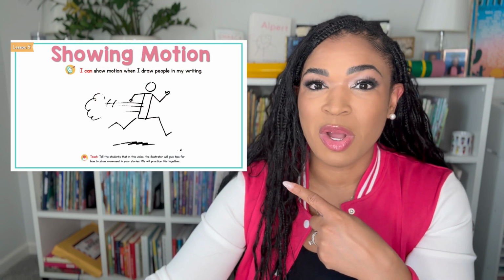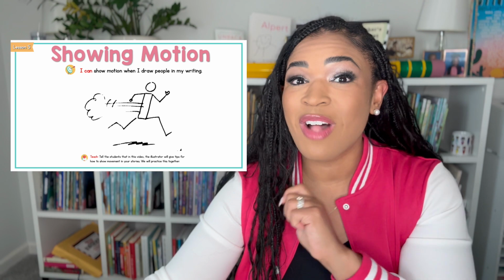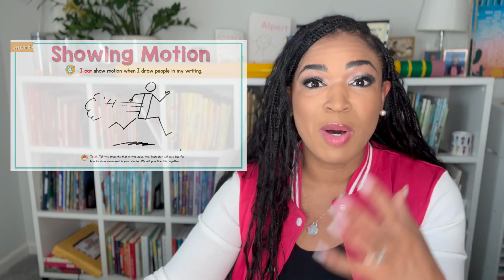Showing motion in our drawing. That can be as easy as drawing some little action lines in there. Of course, Mo Willems is going to be the king of that. So pulling out those pigeon books, those elephant and piggy books, that's going to be a great way to help teach this lesson.